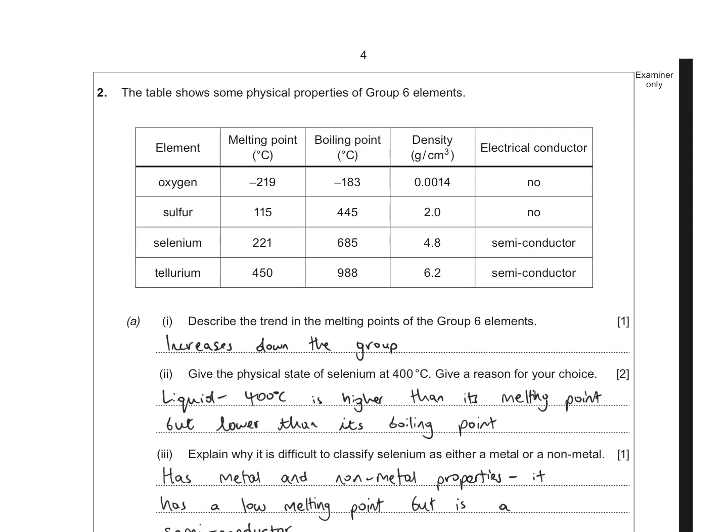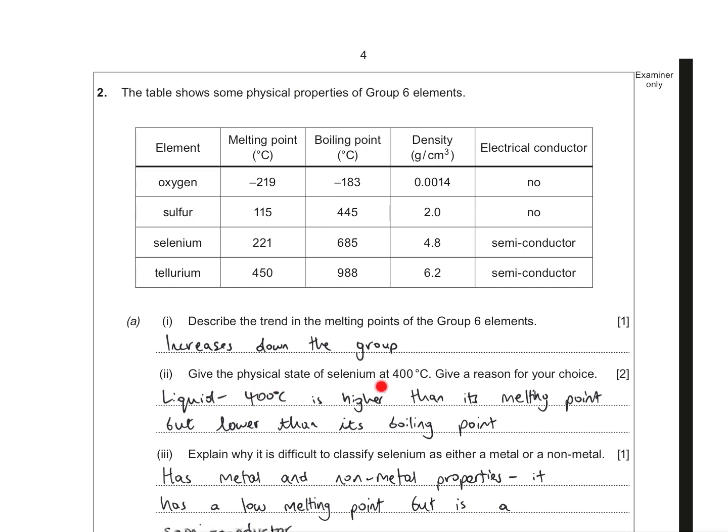Table 2 shows some physical properties of the group 6 elements. Describe the trend in the melting points of the group 6 elements. So I'm going to look in this column here. And the melting points go from minus 219 to 450. So down the group it increases.